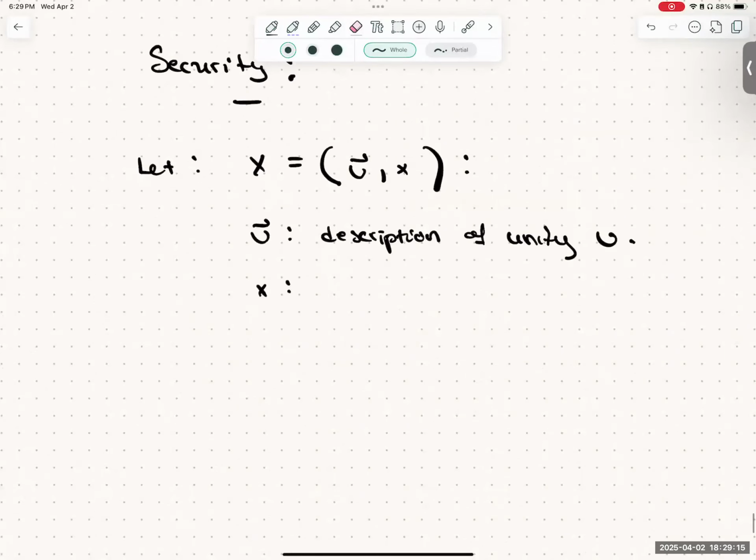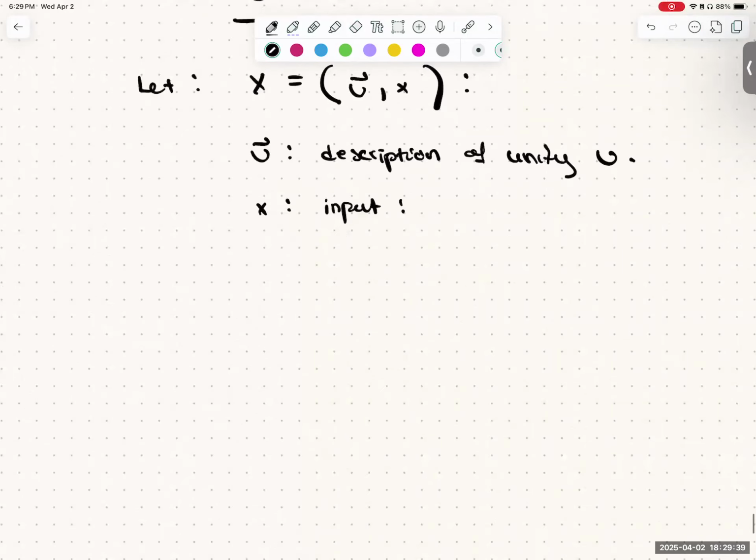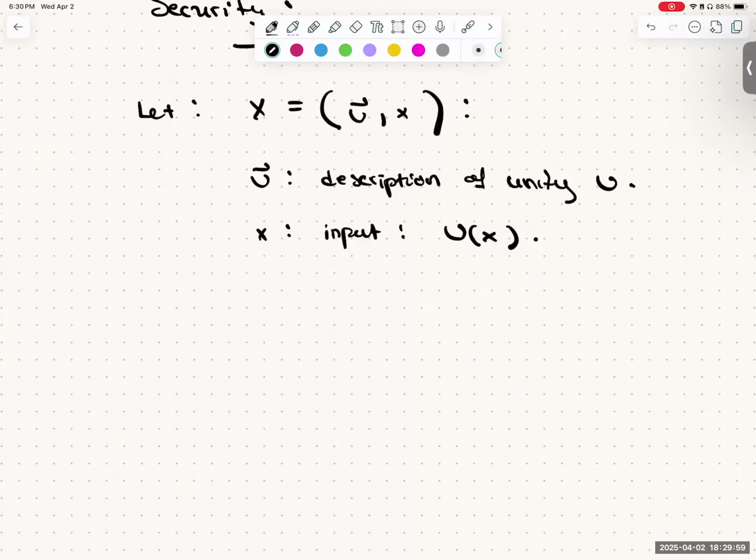Let me go back then. So this capital X is going to be a tuple where U tilde is going to be a classical, or I don't know, it's just a description of a unitary. And then X is going to be the input to the computation. So that could be, for example, the input qubits that Alice prepared. What Alice actually wants, I sort of misspoke, is for you to apply the unitary to this input. This part's not quite precise, but the idea is that you have this description of the unitary and also the input that the unitary is acting on.